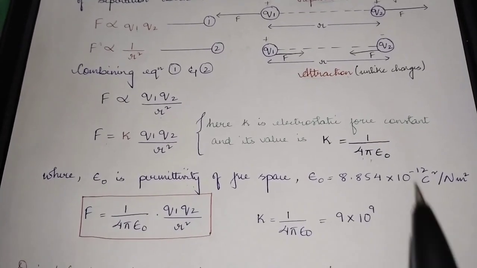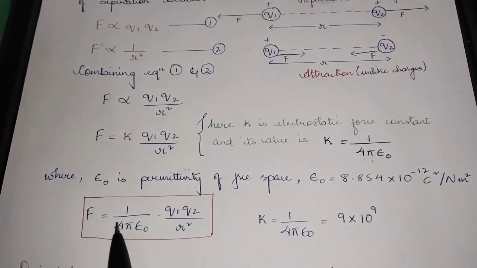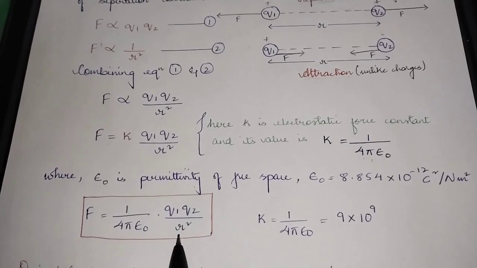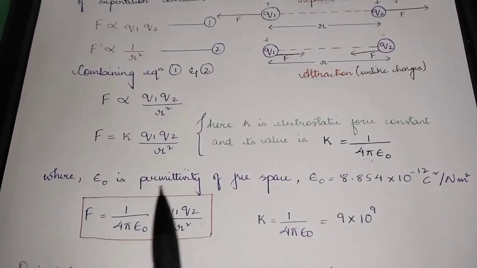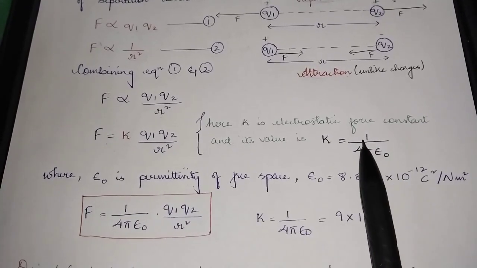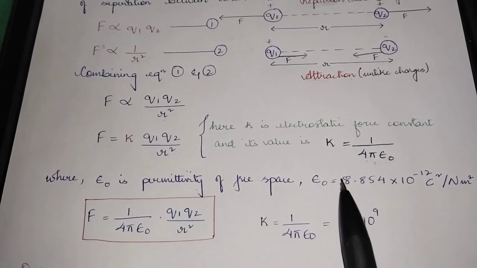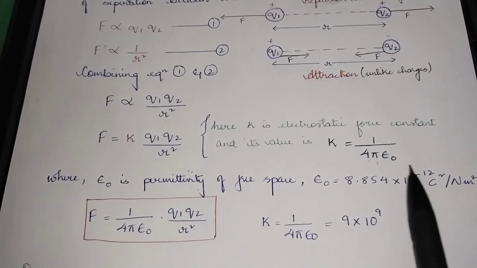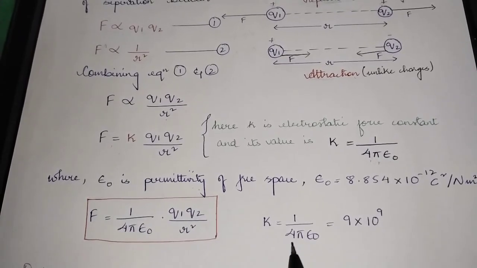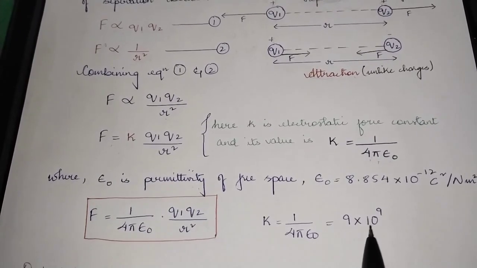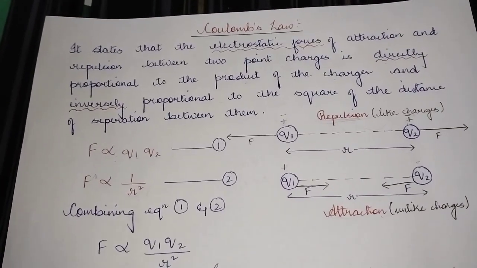Now, since we already know the value of K, we'll be substituting that value here, which will give us F is equal to 1 by 4 pi epsilon naught Q1 Q2 by r square. This is the equation given to us by Coulomb's law. Likewise, if we see the value of K, we know that 4 is constant, pi is constant, and we also know the value of epsilon naught. So when we substitute this and simplify it, we will get the value of 1 by 4 pi epsilon naught to be 9 into 10 to the power 9. So this is the law of Coulomb, which is given to us.